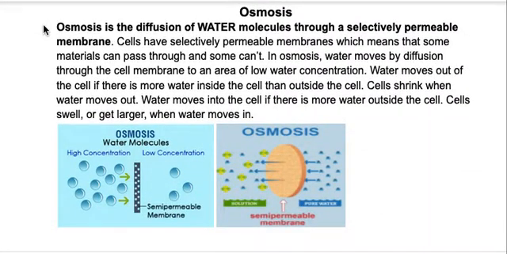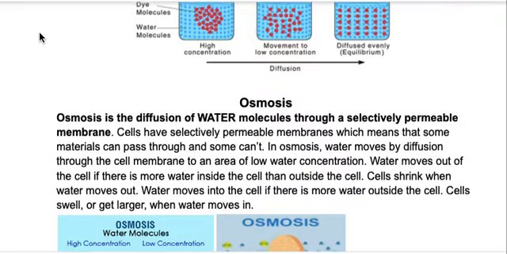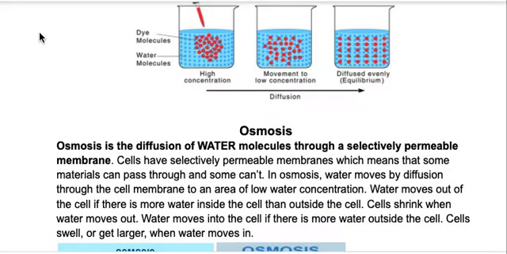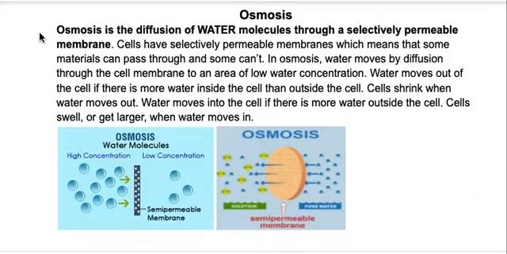Osmosis. Osmosis is the diffusion of water molecules through a selectively permeable membrane. So diffusion is more than just water molecules. Osmosis is only water molecules through a selectively permeable membrane. Cells have selectively permeable membranes, which means that some materials can pass through and some can't. In osmosis, water moves by diffusion through the cell membrane to an area of low water concentration.